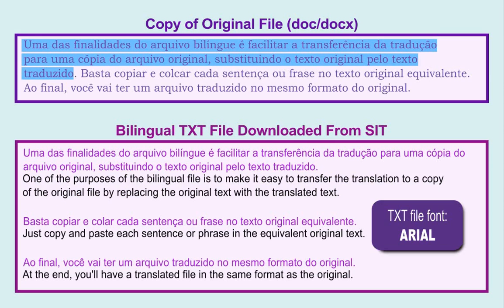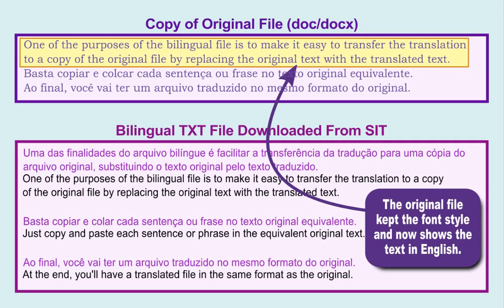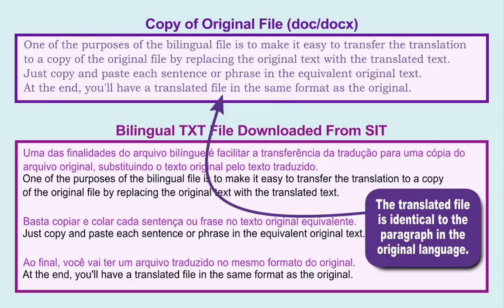Now, I'll select the equivalent sentence in the original text and paste the sentence I copied from the translated text. Bingo! As you can see, the original file kept the Bookman old style font and now shows the text in English. Now, just repeat the same steps and copy and paste the remaining sentences. Once you've gone through the process, the translated paragraph will be identical to the paragraph in the original language.